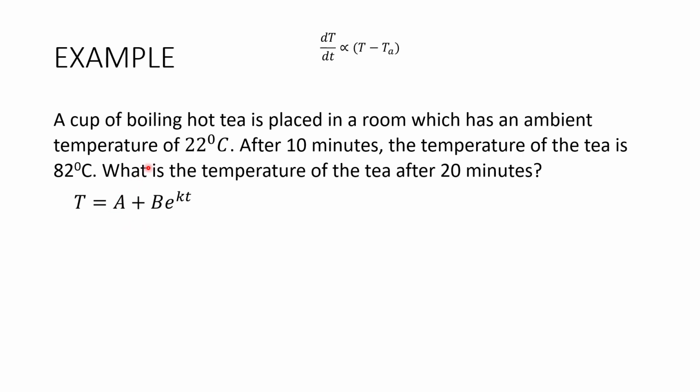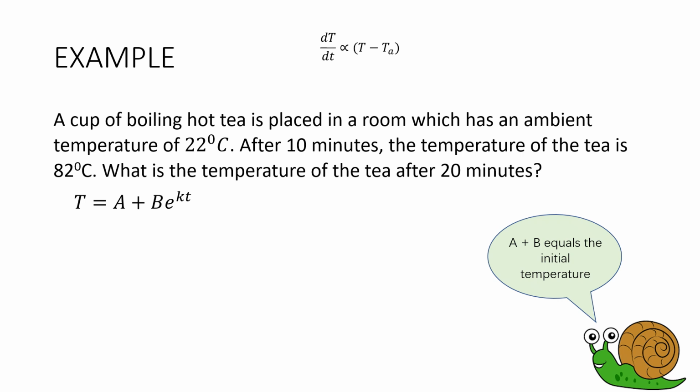All right, what do we know? We know the ambient temperature is 22. Now, here's a little trick. A plus B is equal to the initial temperature. Let's have a look at why that is. So I'm going to substitute in t is equal to 0. So capital T of 0 is equal to A plus B e to the 0, and of course anything to the power of 0 is 1. So T of 0 is equal to A plus B. Now we know initially the tea is boiling, so that's 100 degrees. That's going to be equal to 22 plus B. Therefore, B is equal to 78.